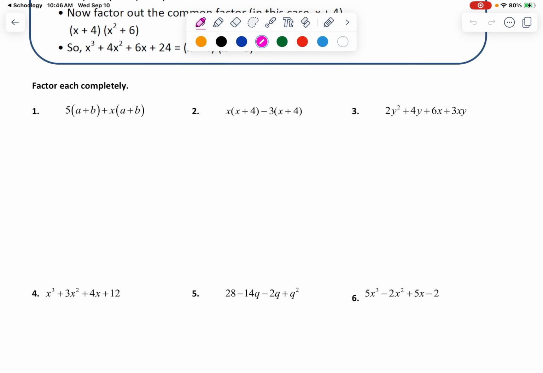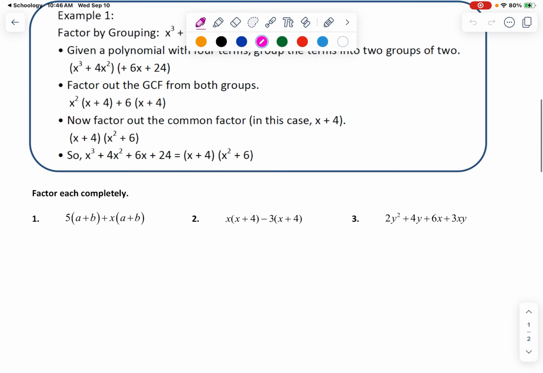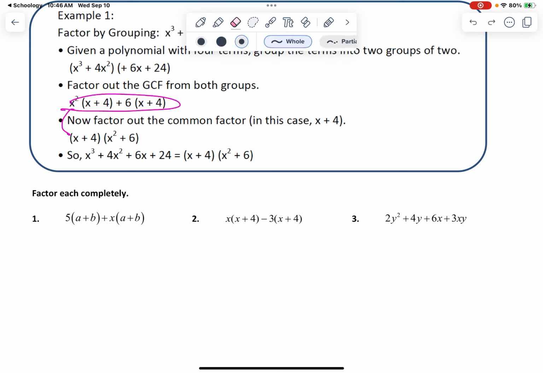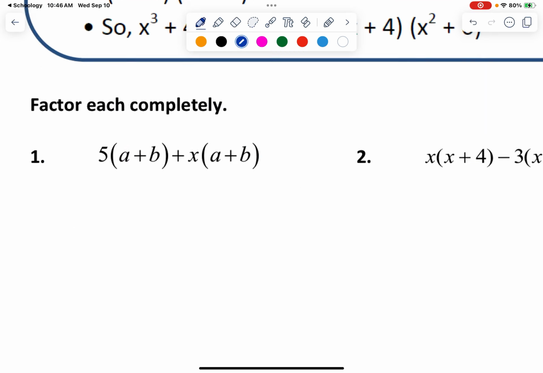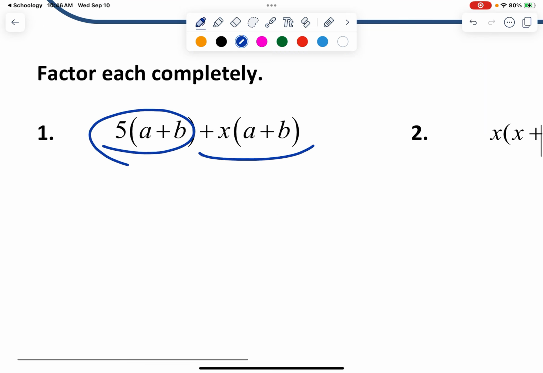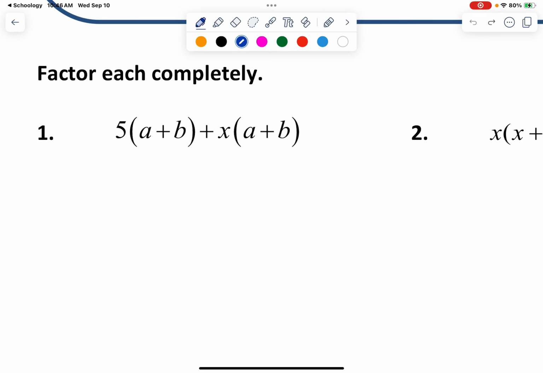Okay, so the first ones are not written as four terms. Basically, it's giving it to you in this step, and it's moved to this step, so it's just the one step, okay? Just to make sure we have it. If you look at this first one here, this term and this term have an a plus b in common. So we can factor out the a plus b. If you factor an a plus b out of this, you have 5 left. And if you factor an a plus b out of this, you have plus x.